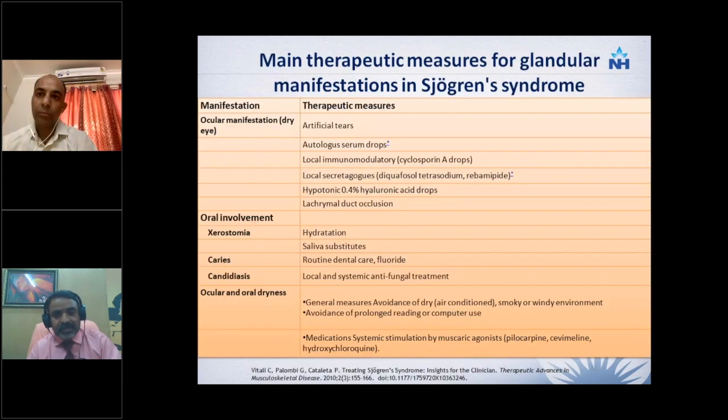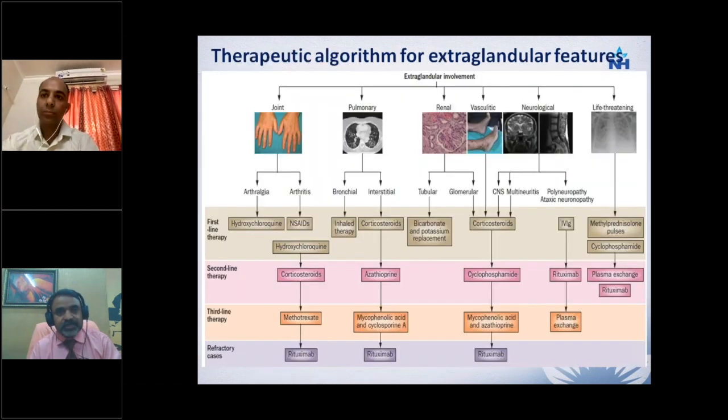Now for other features, like dental caries, we can advise fluoride-containing toothpaste, and apart from that, good oral hygiene. We ask our patient to maintain good oral hygiene by brushing frequently and using mouth washes. And this is the last slide, the therapeutic algorithm for extraglandular features.